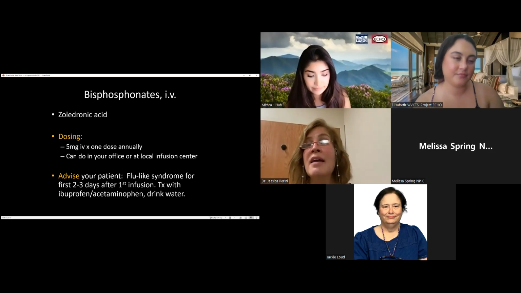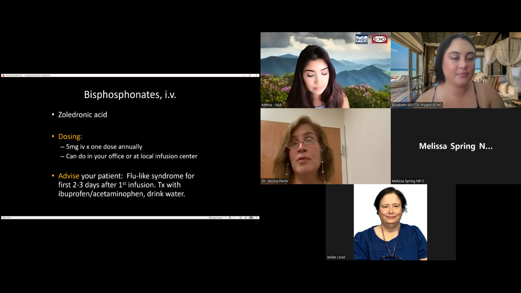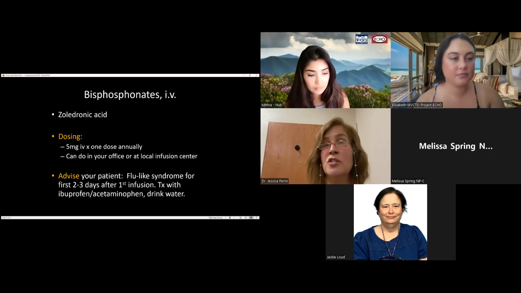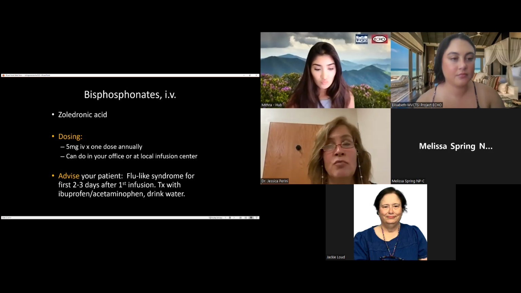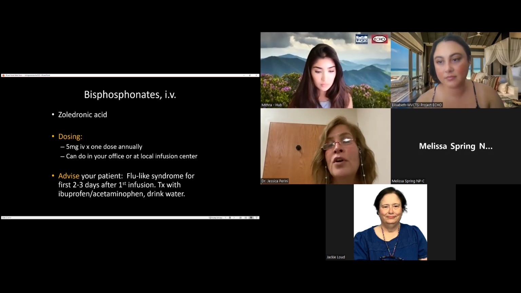Okay, so IV bisphosphonates, there's only one that we use for osteoporosis. There are others, but just zoledronic acid for osteoporosis. To dose this, you write a prescription, 5 milligrams IV, and it's once a year. Some places are set up to do these in their office. It takes about 30 minutes, or you can set it up at a local infusion center.